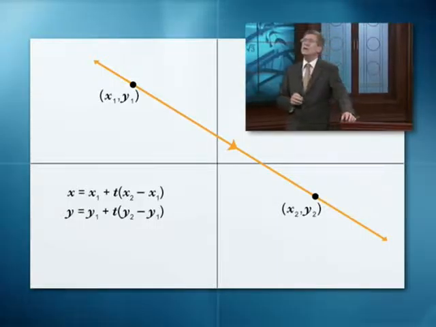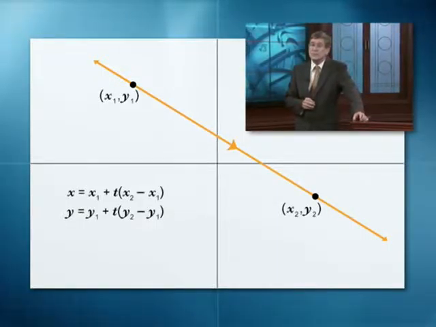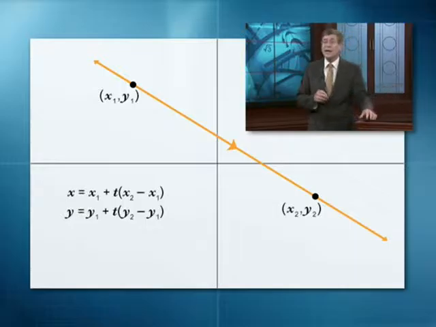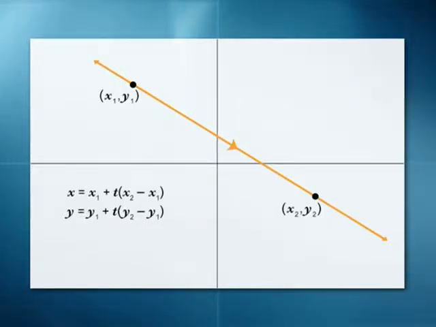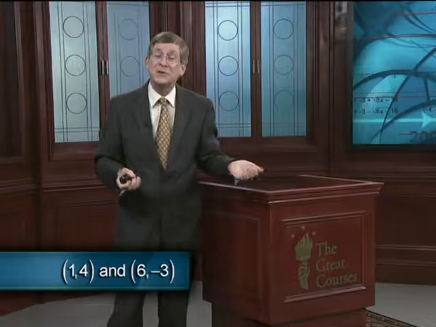Where do you think I am when t is, say, 7? Yeah, I'm further down the line. And when t is a negative number, I'm up the other side. So as t varies from minus infinity to plus infinity, you go up and down this line. Isn't that neat? Let's do a quick example to show you how this works. Here are a couple of points, say (1, 4) and (6, -3). Those are 2 points in the plane.